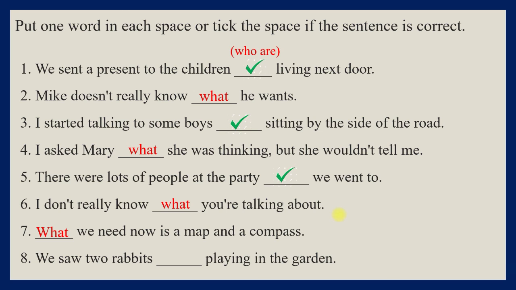Number 8. We saw 2 rabbits playing in the garden. Again, this is a reduced relative clause because it was originally we saw 2 rabbits, which or who. They say we use that with animals, but I don't agree with that. Animals are living things, so I use who for them, not that, not which. So we saw two rabbits who were playing in the garden, and because this is who, the relative pronoun, plus the to be verb, plus the ing form, we can remove the pronoun and the to be verb all together. We call this a reduced relative clause.